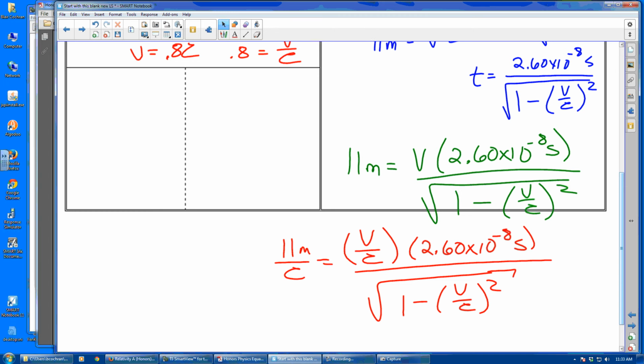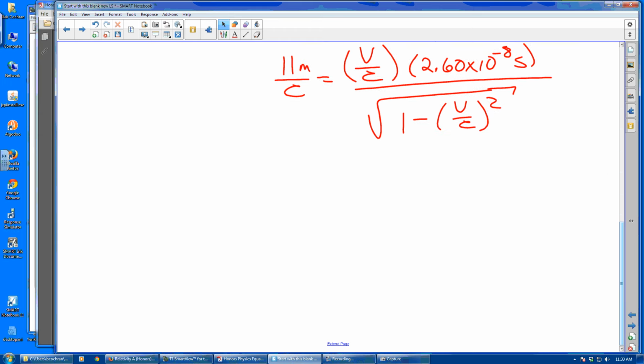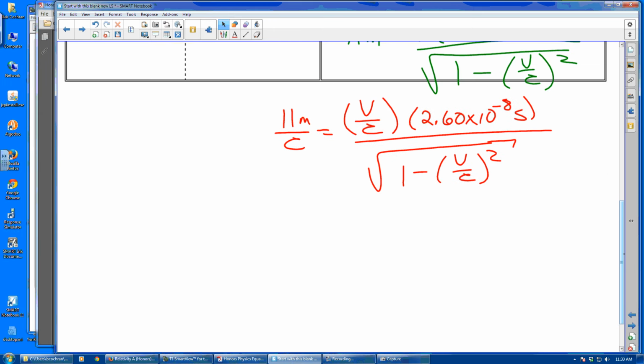Which one would you guys prefer? Calculator? Okay. I'm going to put this into my calculator.